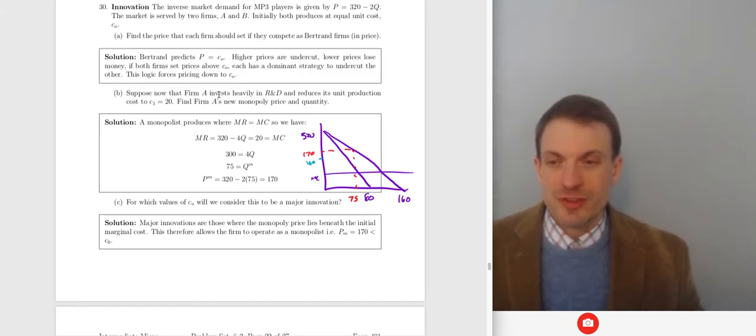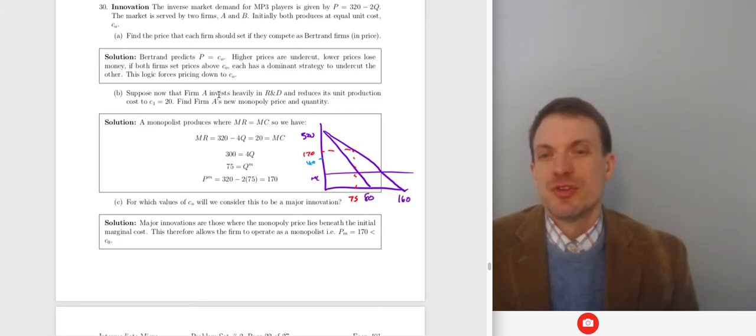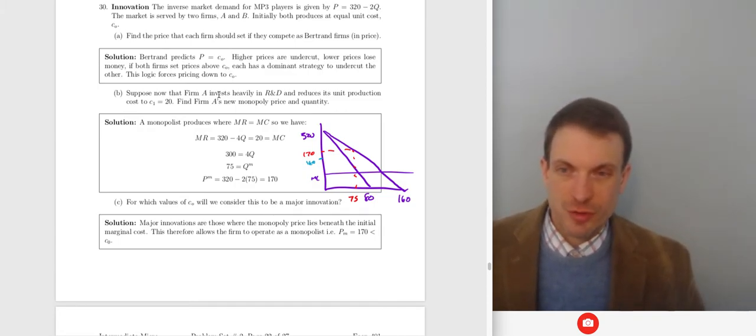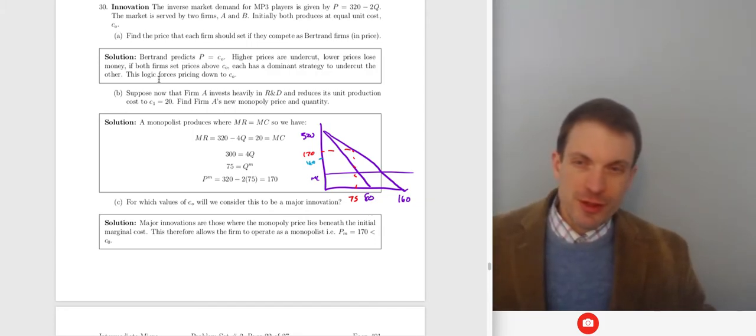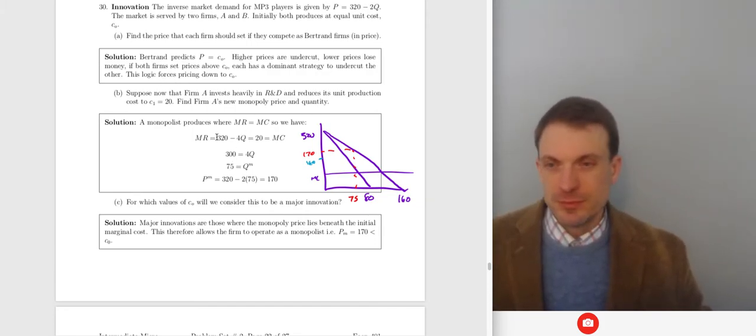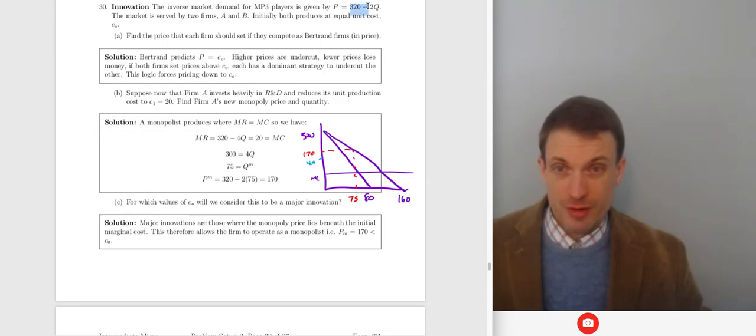Suppose one invests in innovation and reduces its unit cost down to 20. Find the new monopoly price and quantity. All right, well, as we said before, if this is the market demand, marginal revenue is going to have the same vertical intercept, twice the slope. So it's going to be 340 minus 4Q equal to 20. All right, so solving, our monopoly quantity is 75, and our monopoly price is going to be 170.